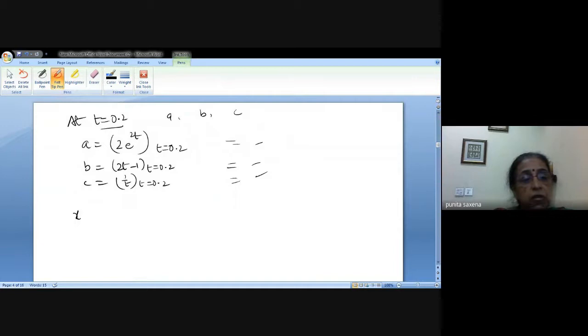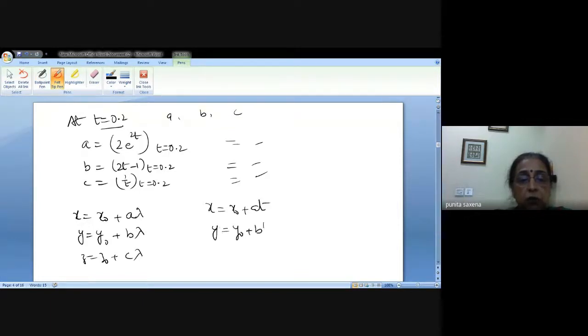So your tangent line will be given by x is equal to x naught plus a lambda. I'm so used to calling it t, but never mind. y is equal to y naught plus b lambda and z is equal to z naught plus c lambda. Or you can write it as x is equal to x naught plus at, y is equal to y naught plus bt. It's understood that t is a parameter here. Then this together will give you the equation of the tangent vector.